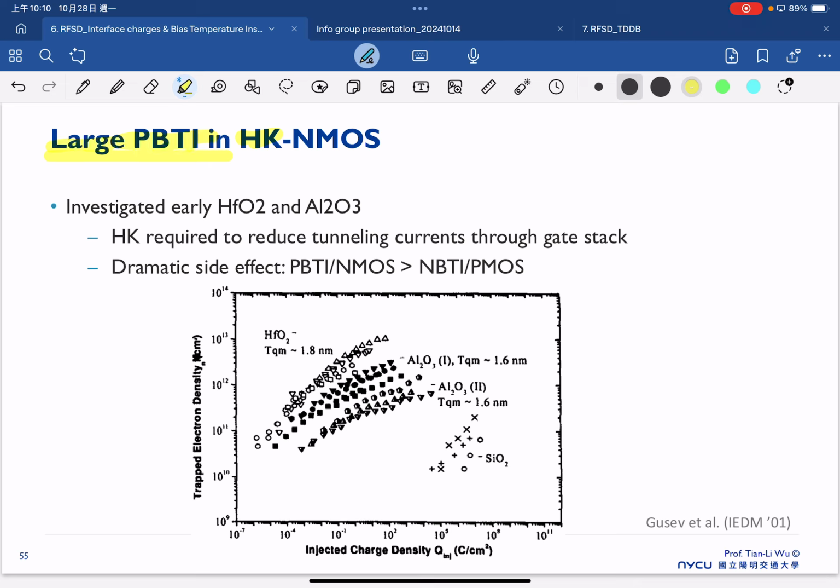A large PBTI means the device suffers a huge trapping effect. In the early days, with hafnium oxide or aluminum oxide, we found a huge PBTI effect. In this plot, the x-axis is the trapped electron density and the y-axis is the injected charge density. Injecting means we apply, whether by current or bias, charge to inject inside.